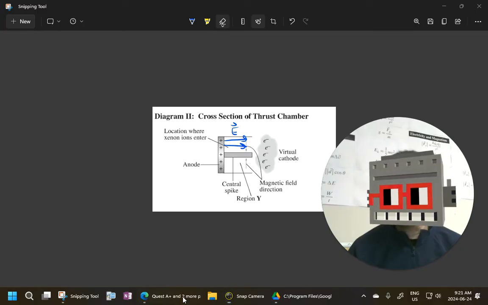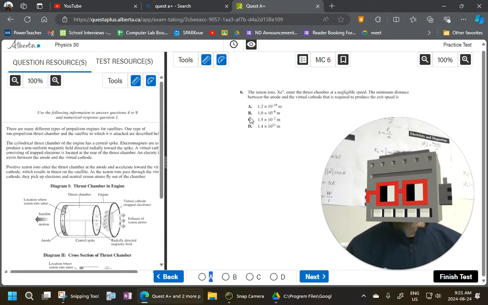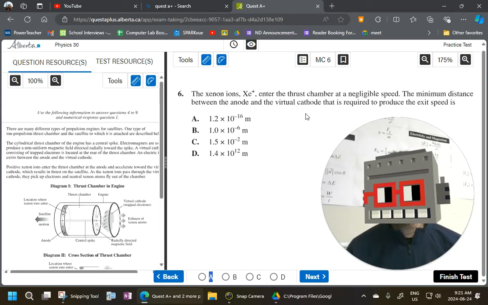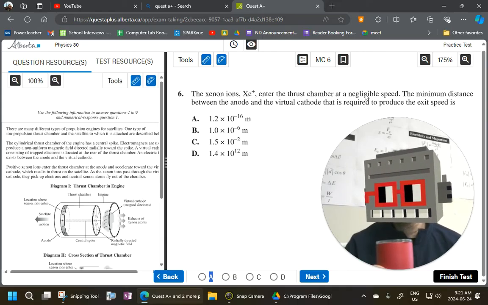Yeah, so if it's above, it'd be the other way around. So they're going to create this kind of circular path here. All right, those xenon particles enter the thrust chamber at a negligible speed, so small enough that it could be considered 0. The minimum distance between the anode and the virtual anode required to produce the exit speed.